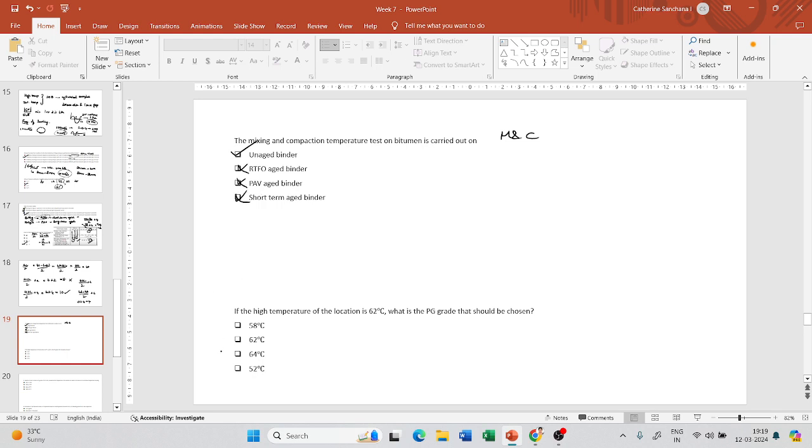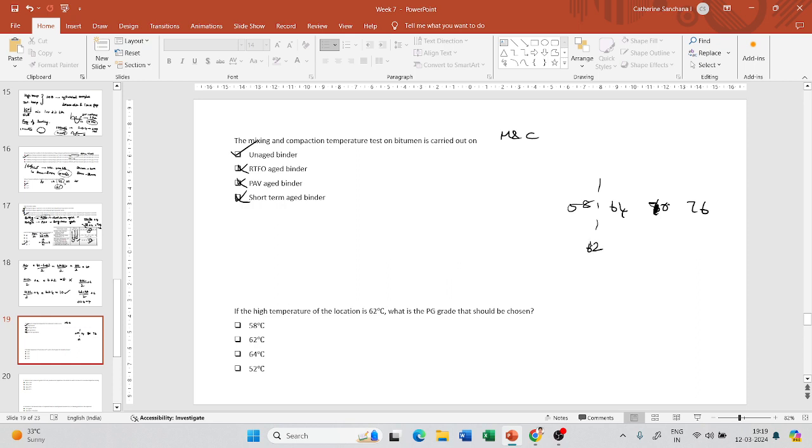So this question we already saw. Let us see one more example. If the high temperature of the location is 62 degrees Celsius, what is the PG grade? So where does this 62 fall? Okay, it falls in between these two.